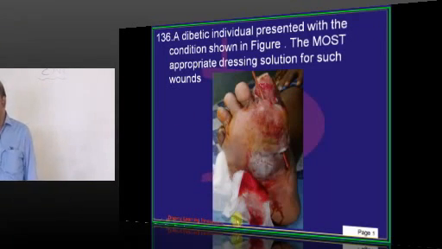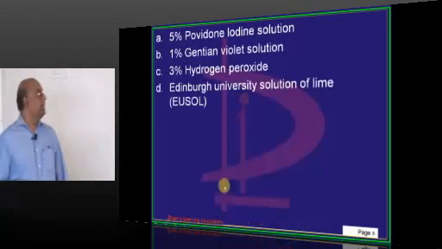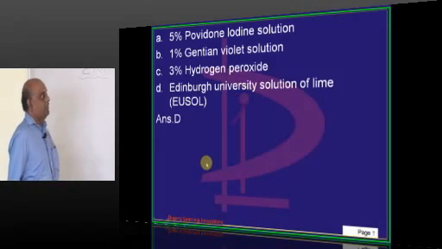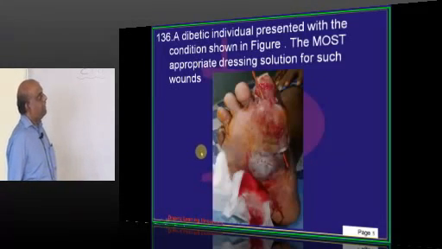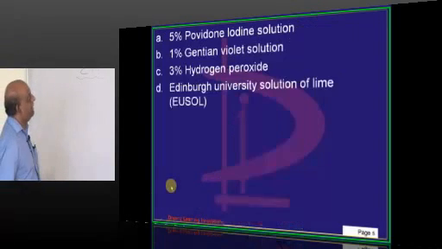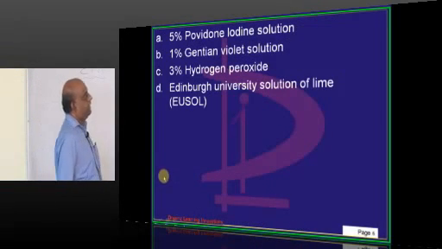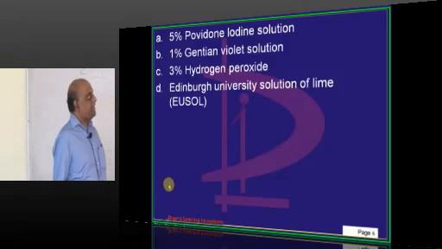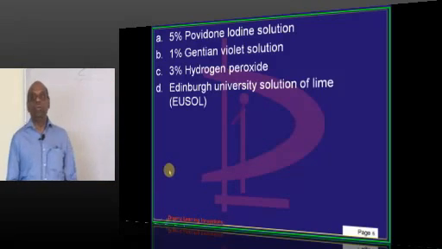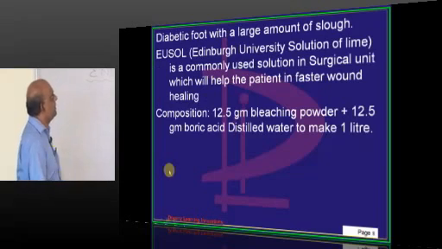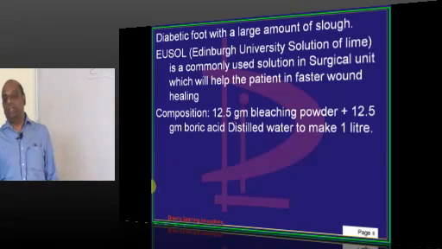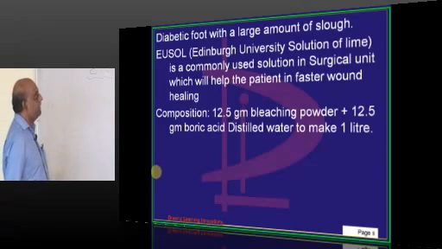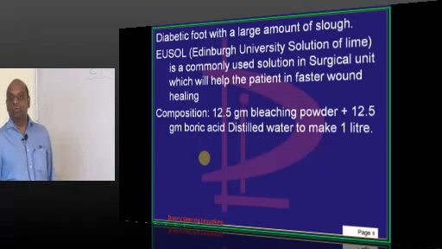There's a diabetic individual. What are you seeing here? You are seeing a diabetic foot with a lot of slough. So how are you going to take care of that as a dressing solution? We use Edinburgh University solution of lime, EUSOL, which is typically used, and the composition of it is bleaching powder, boric acid, along with distilled water.